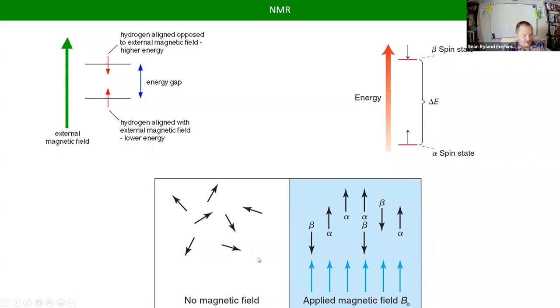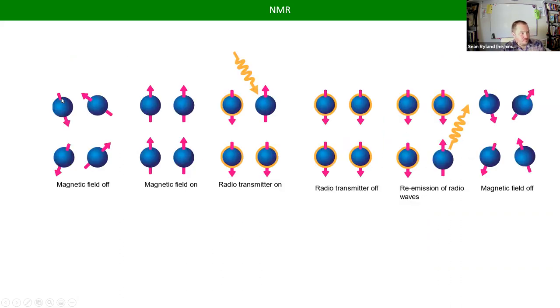So if we have a bunch of nuclei with an odd number of nucleons, with no magnetic field, they'll all be arranged randomly. But if you apply a magnetic field, they will all arrange themselves either pointing with the magnetic field or pointing 180 degrees against it. And those two different states have different amounts of energy associated with them. So what we do is align them all with a really strong magnetic field, and then they're all going to arrange themselves at the low energy state, pointing with the magnetic field.